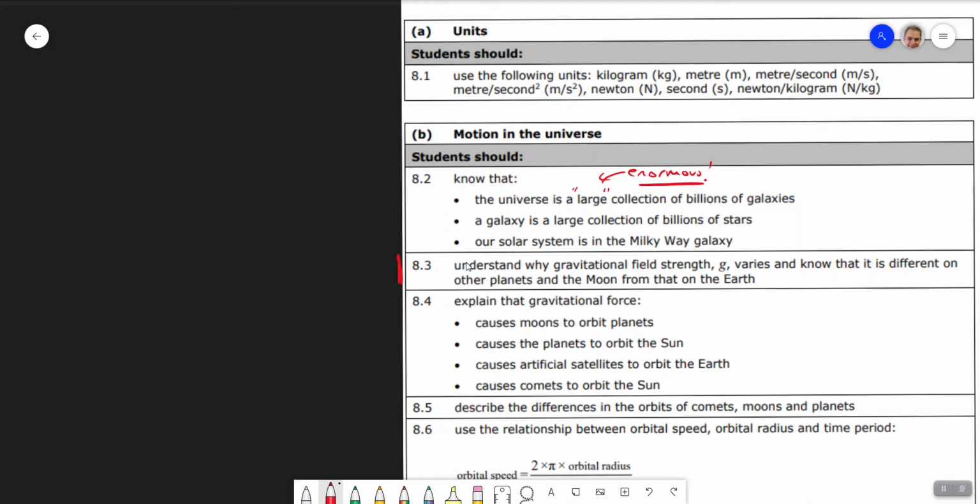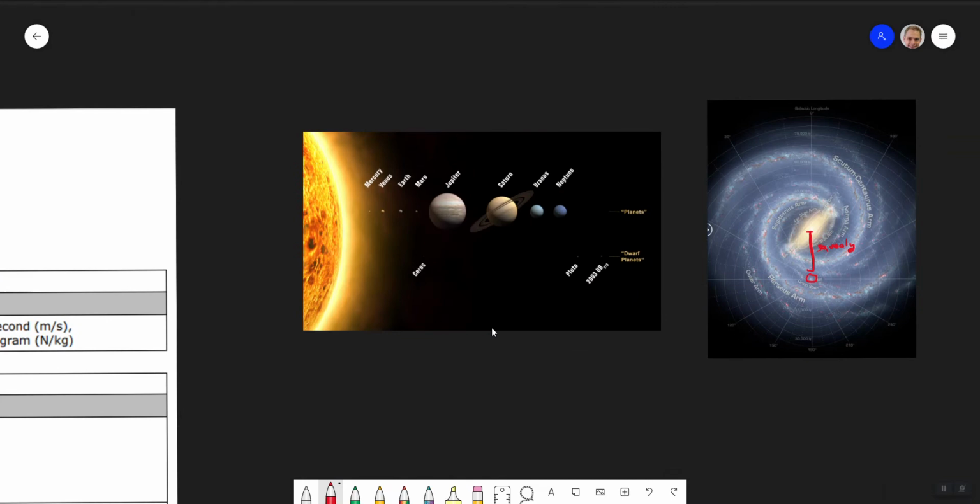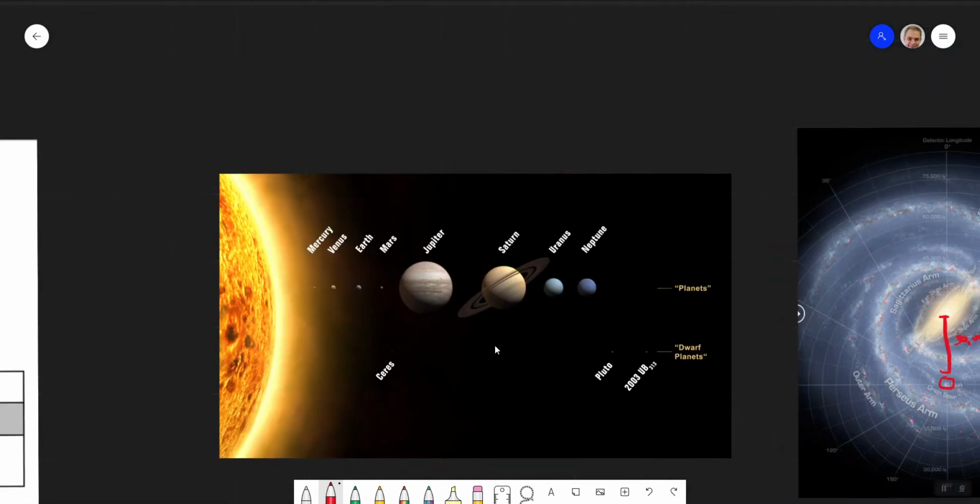Right, second bit. Understand why gravitational field strength g varies, and know that it's different on other planets and the moon and on Earth. You don't need to know values. You don't need to know anything other than the fact that they change. Now, if we think about our image here, the key equation linking with that is W equals mg. So the force of gravity you feel somewhere is about how much mass you have multiplied by the gravitational field strength in your local area.